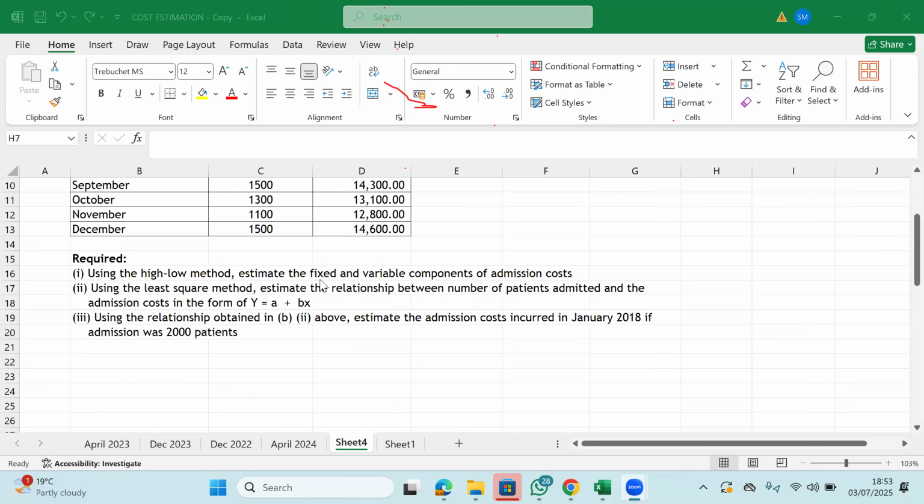So required number 1, using the high-low method, estimate the fixed and variable components of admission costs. Number 2, using the least square method, estimate the relationship between number of patients admitted and the admission costs in the form of y equals a plus bx. Number 3, using the relationship obtained in number 2 above, estimate the admission costs incurred in January 2018 if admission was 2,000 patients.